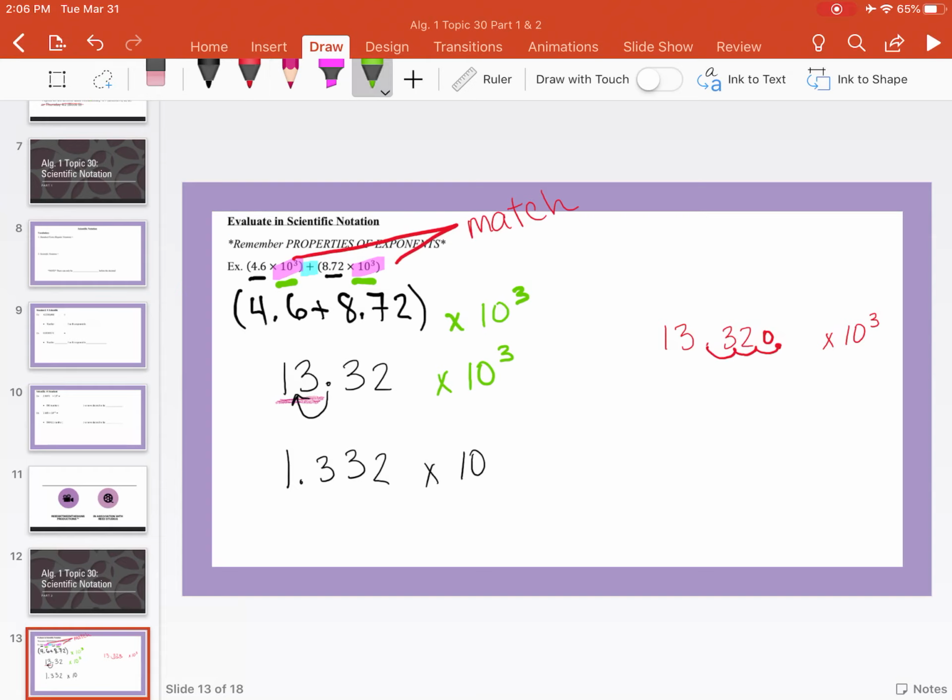Now, if I have my value 1.332, and I also want to end up with a 0 at the end, how many spaces do I need to move my decimal? I need to move it 1, 2, 3, 4. So my exponent is going to be to the 4th power. And that is my answer: 1.332, or 1 and 332 thousandths, times 10 to the 4th power.